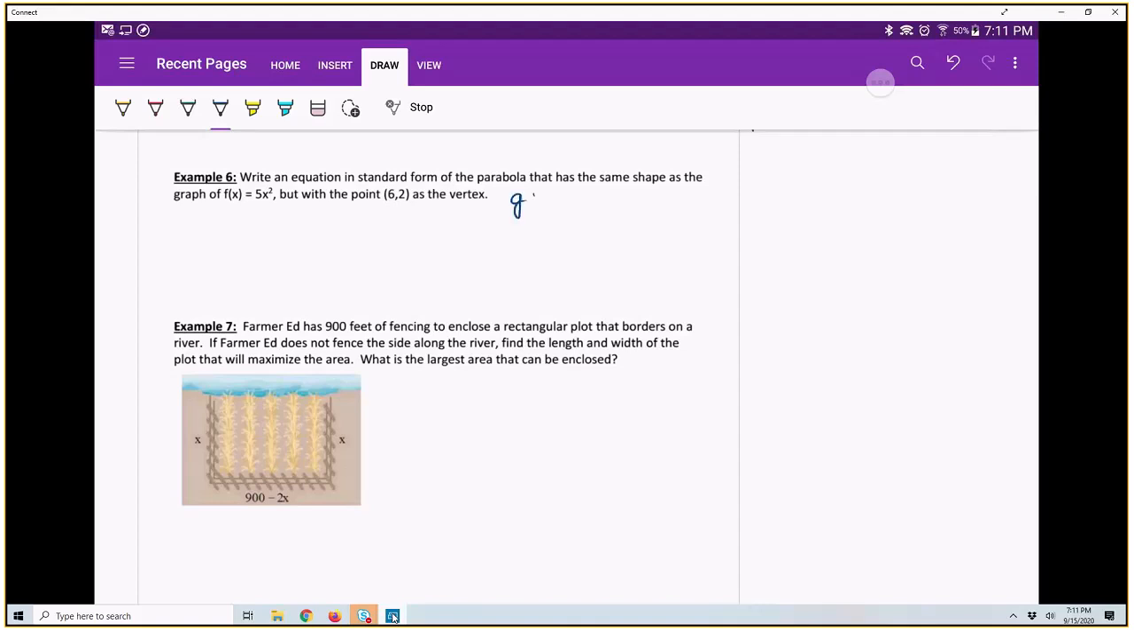g(x) is the function for the one that we want. It should be 5 times, remember the format, a times (x minus h) squared plus k. If this is the format of the parabola, then we say that the vertex is at (h, k). So I'm going to say 5 times (x minus 2) squared plus k.